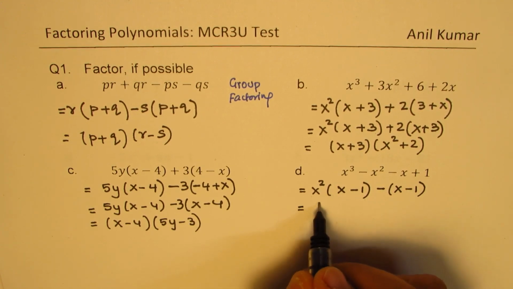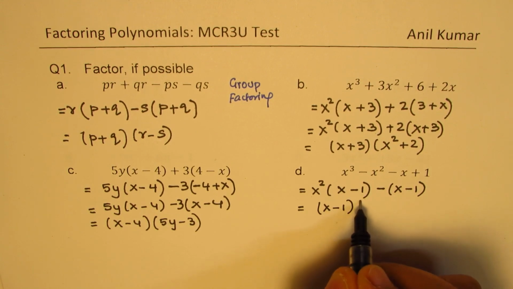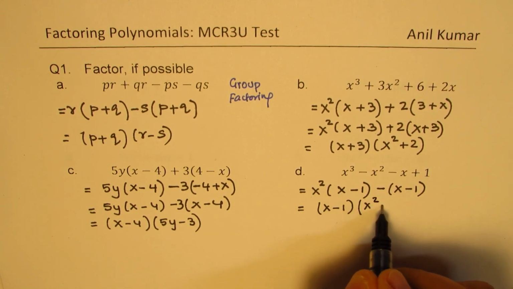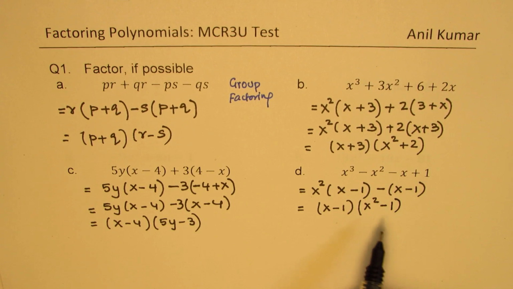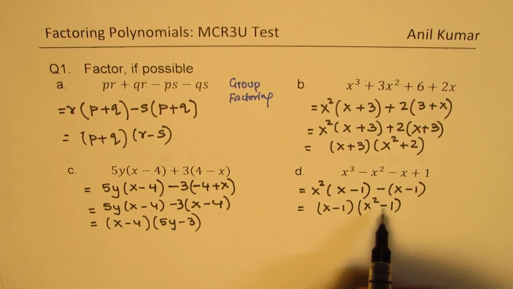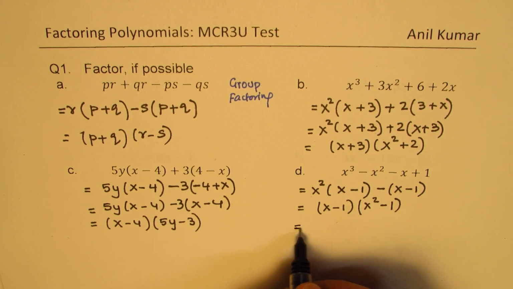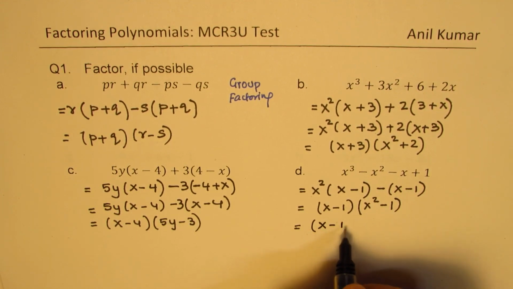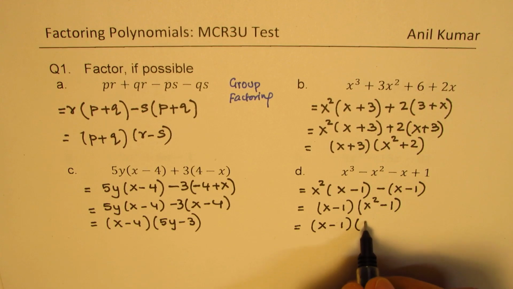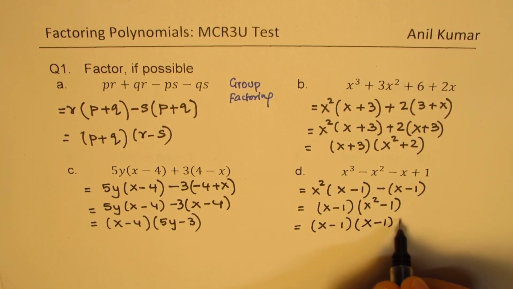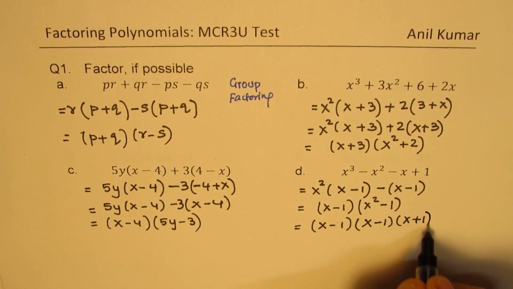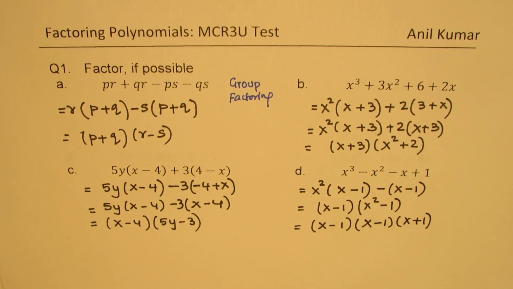And so we can factor x minus 1 and we get x squared minus 1. Now x squared minus 1 is a difference of squares, correct? So that can be factored, right? So what do we get here? Well, we get x minus 1 times, as the difference of squares can be written, x minus 1 times x plus 1. Do you see that? So that will be your factored form.